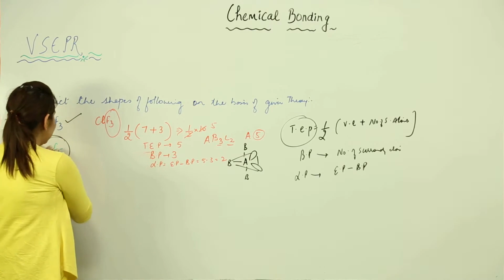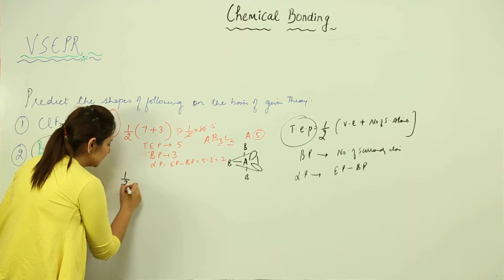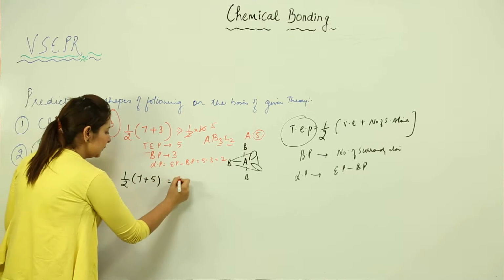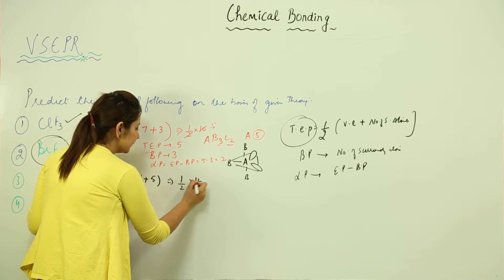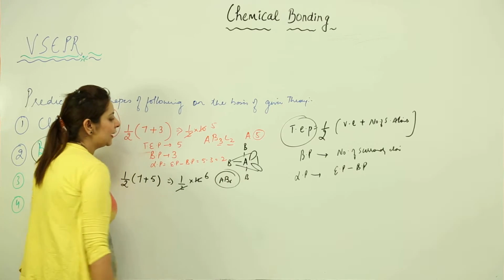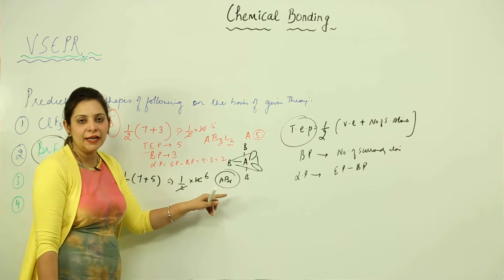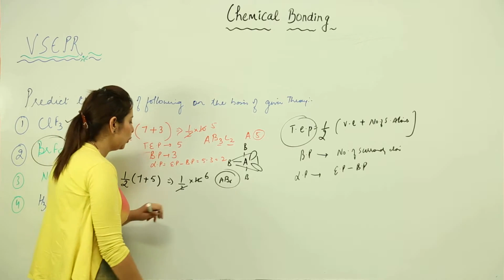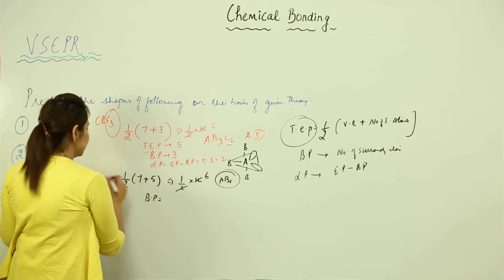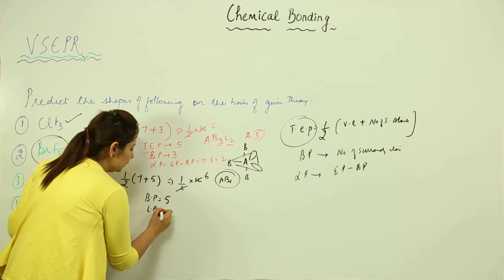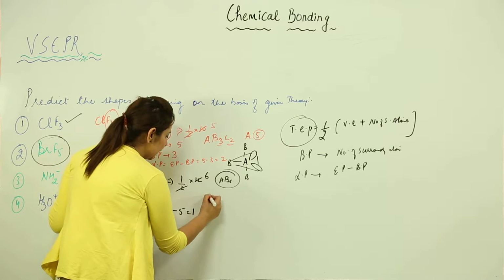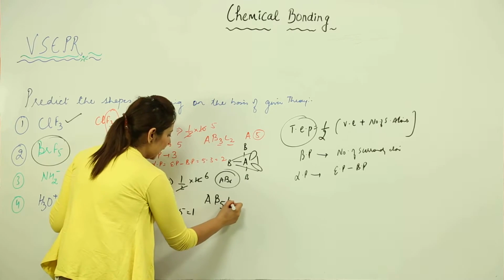Likewise, I have BrF5, so again I am going to do that. Valence electron for bromine is 7, surrounding atoms are 5, which comes out to half into 12, which is 6. So I have AB6. Now I find out how many are bond pairs and lone pairs. The bond pair equals the number of surrounding atoms, that is 5, and the lone pair we get by subtracting, so the formula becomes AB5L, right.